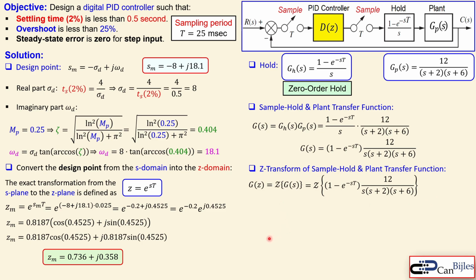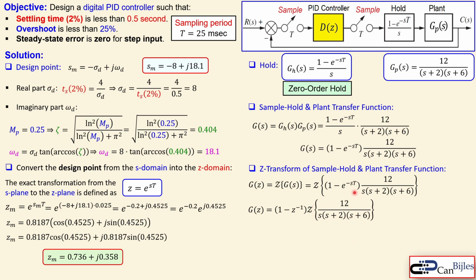Why is this necessary, or why is this better? Because e to the power sT is already z, so e to the power minus sT is actually z to the power minus 1. So when we do that, you get this, and you still need to of course take the z transform of this part, which is 12 over the third order expression in the denominator.